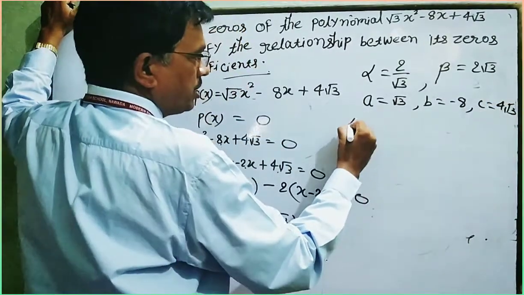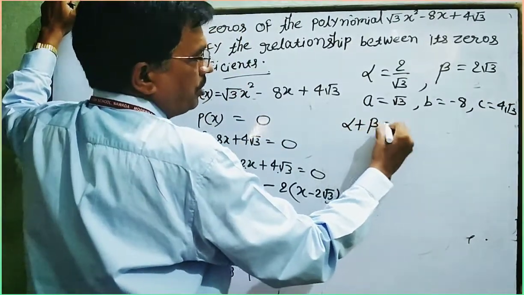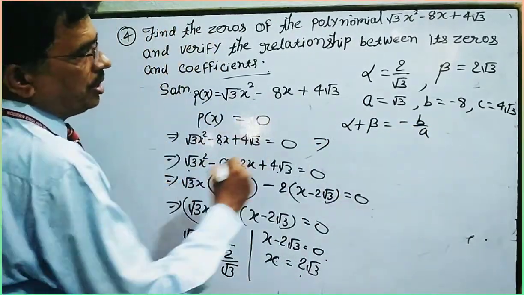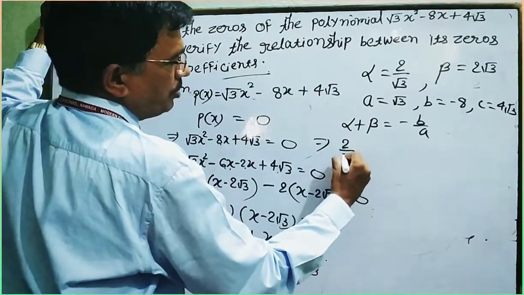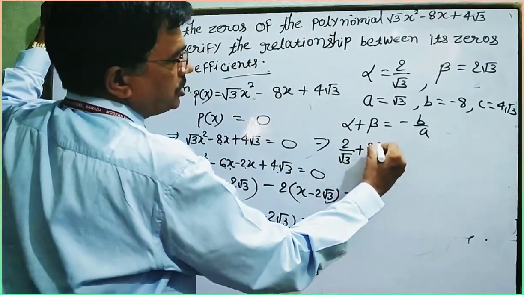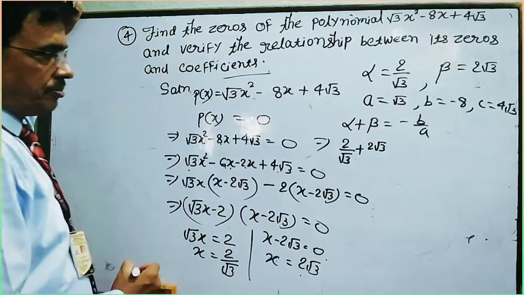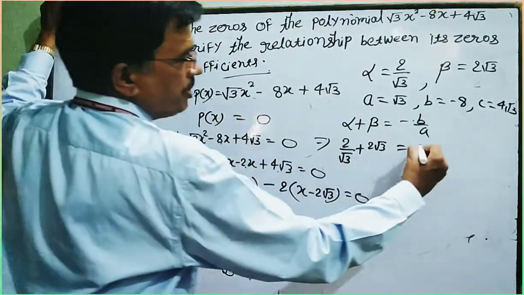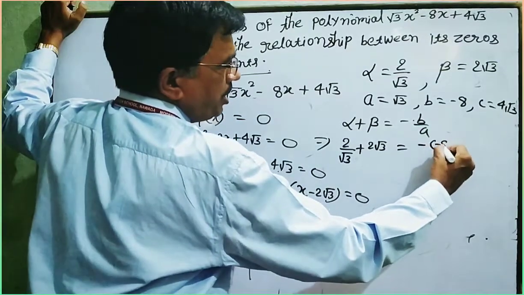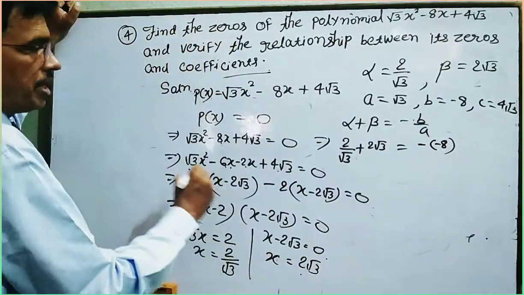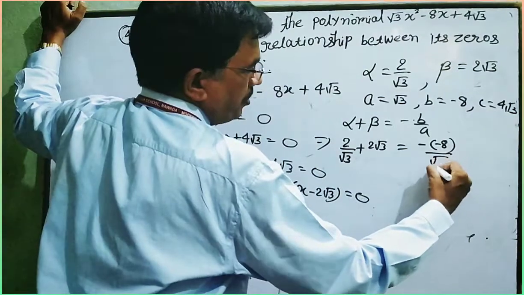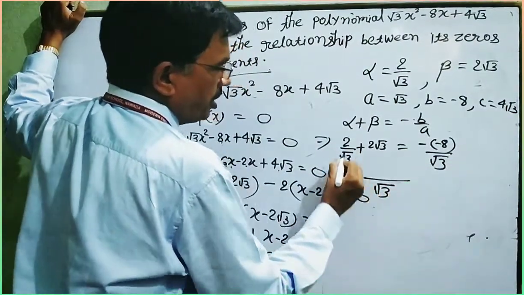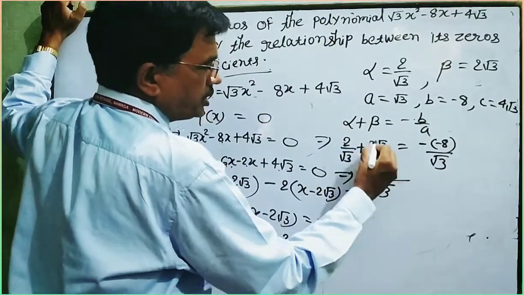First relation is alpha plus beta equals minus b by a. Find it out here. What is alpha? Alpha is 2 by root 3, beta is 2 root 3. Then you write here minus b by a. Your minus b is minus of minus 8, by a, that is root 3. Solve it, and you get these things: that is root 3, here is 2 and here is 6.